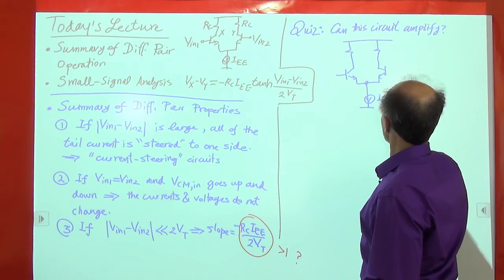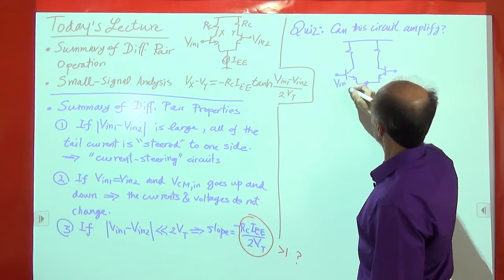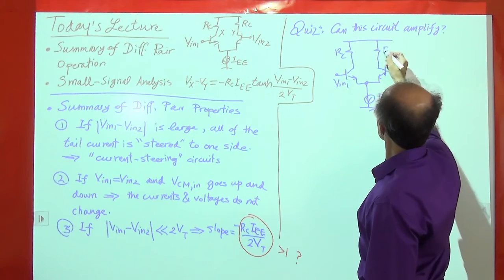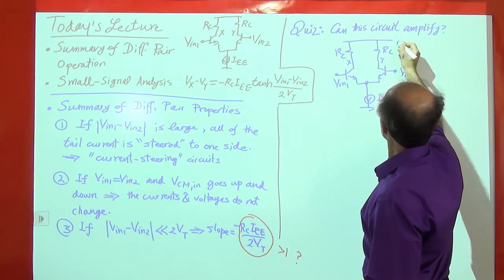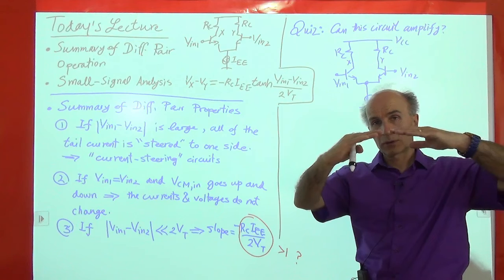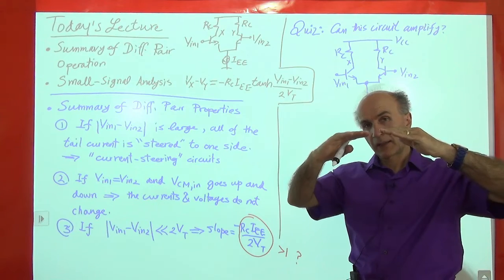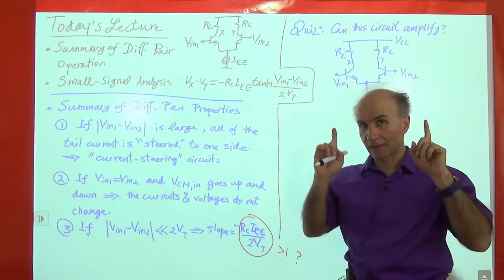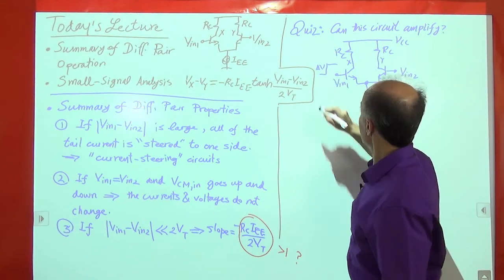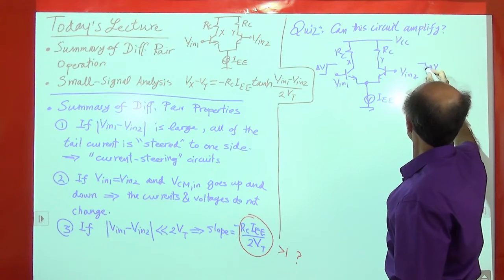Here's our differential pair. And here's V in 1, here's V in 2, RC, and X and Y, and VCC. So let's assume V in 1 and V in 2 are originally equal to each other. Now we allow one of them to go up by some small amount, and the other one to go down by some small amount. That represents the signal coming to the circuit. So here's a voltage change of delta V on this side, and a voltage change of minus delta V on this side. It goes down by delta V, and that goes up by delta V.